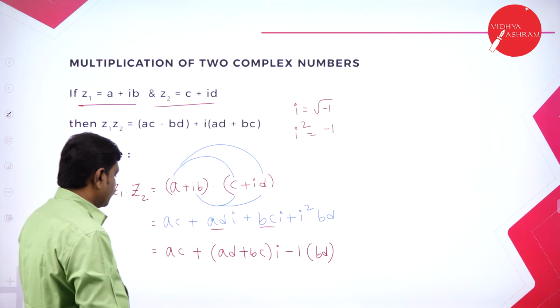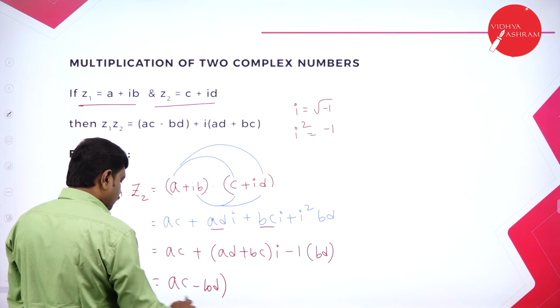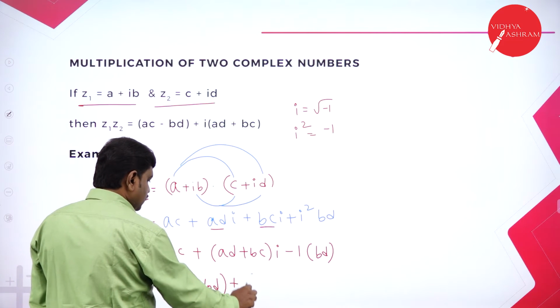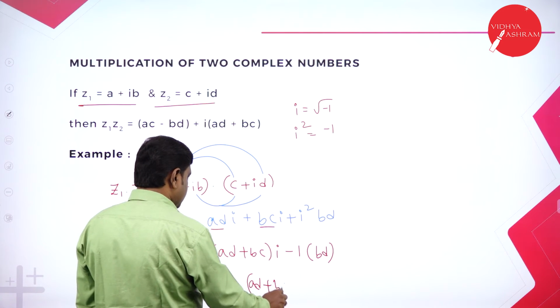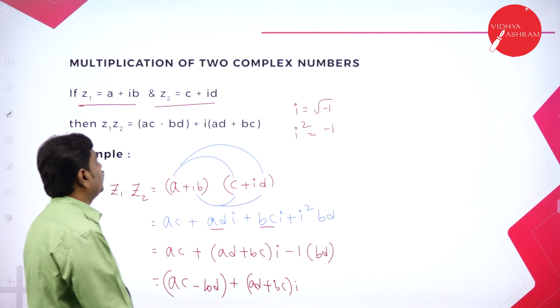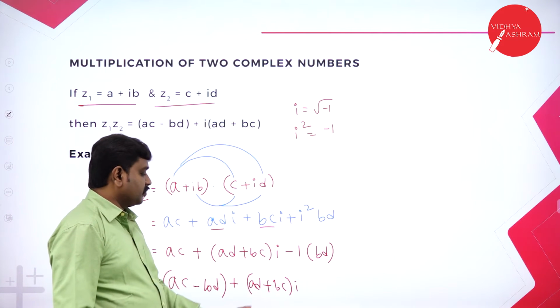Now I will group the real part. So I will get ac minus bd plus ad plus bc into i, or i into, you can write. So same thing, I wrote ac minus bd plus ad plus bc into i.